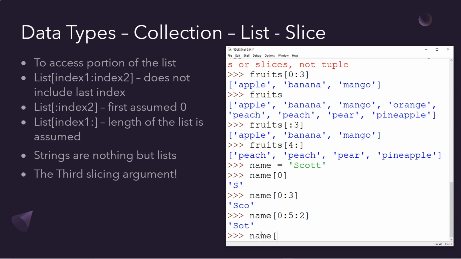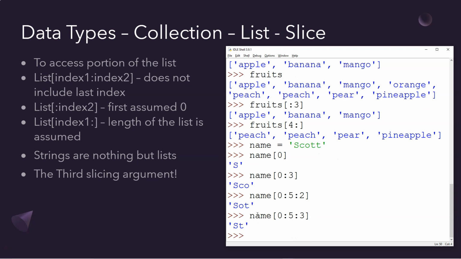And if I say name 0 to 5 and skip count 3, we are saying give me every third, so it will give me the first, and then the third from there, which is T. So this is the third argument we should also be aware of, which is used in slicing a list.